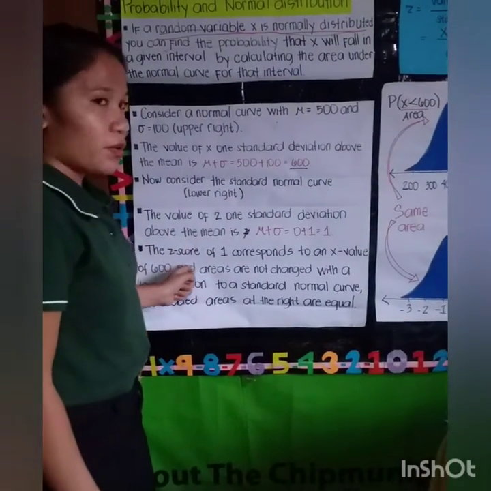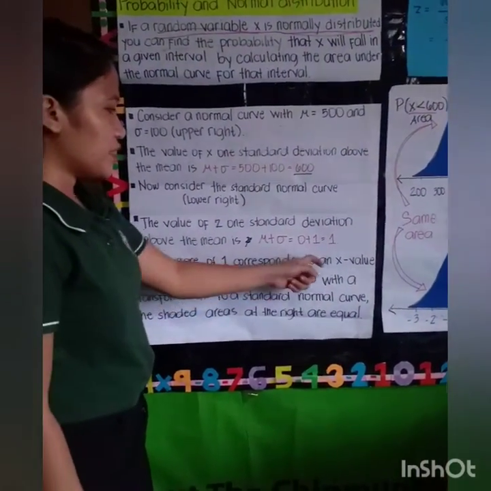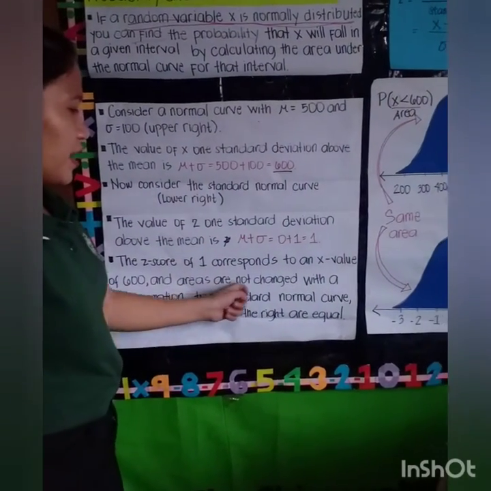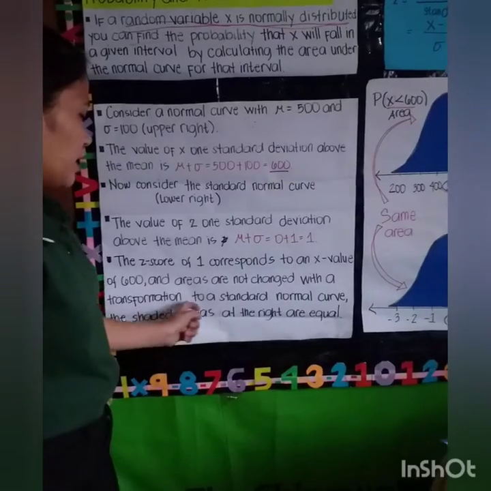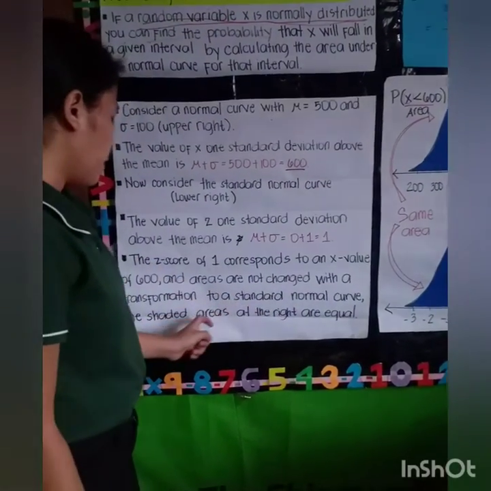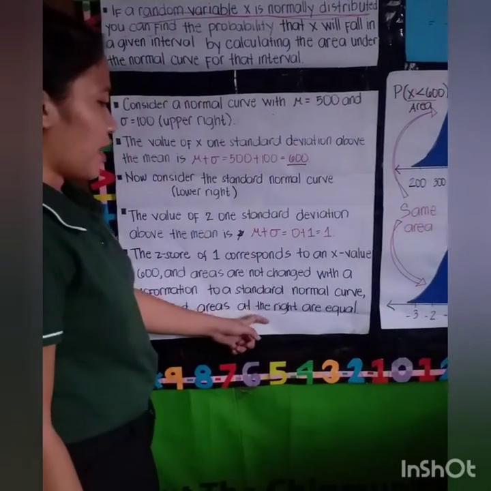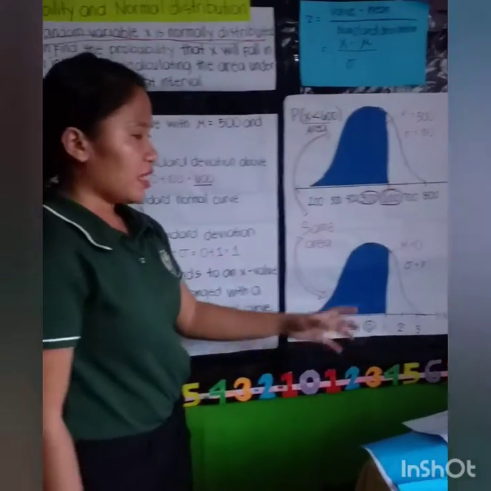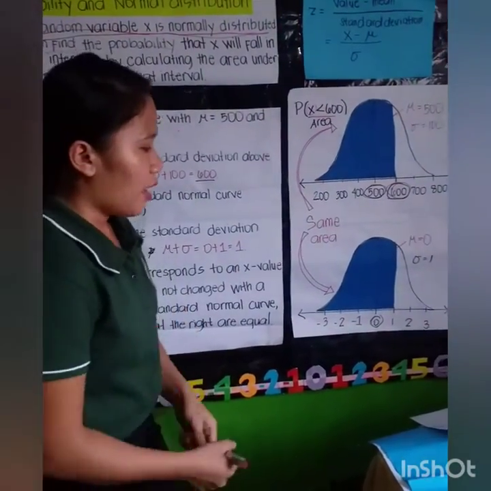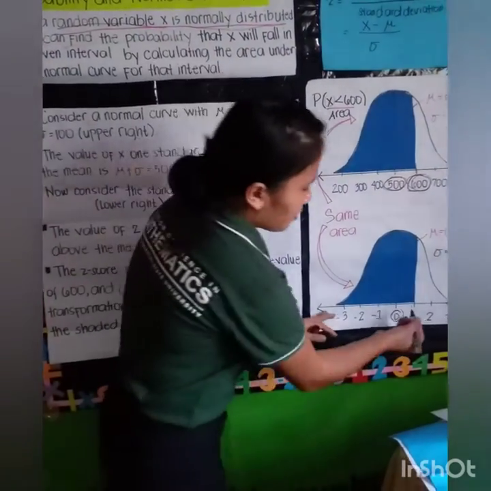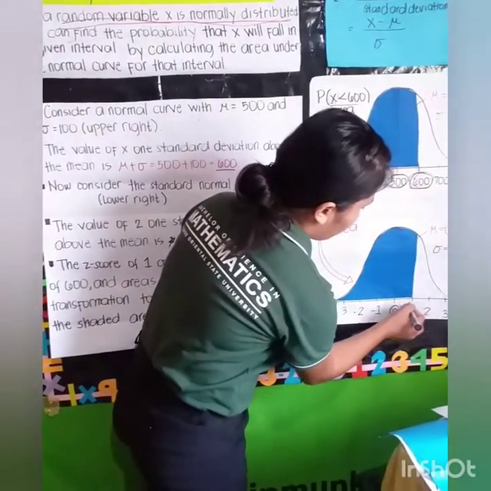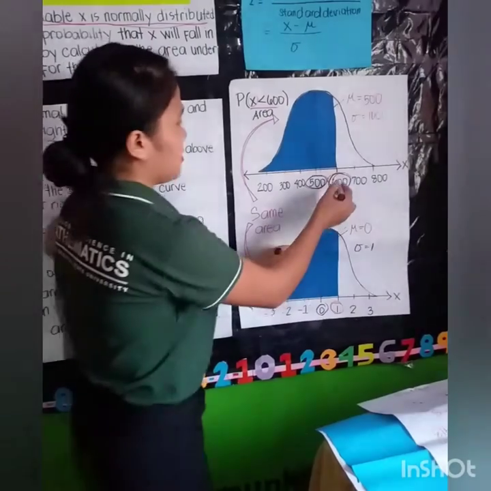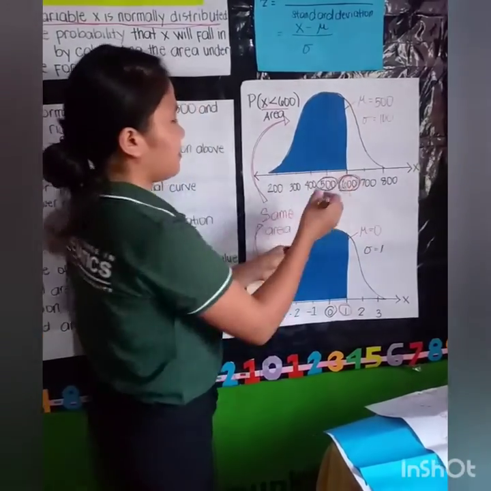So the z-score of 1 corresponds to an x value of 600, and areas are not changed with the transformation to a standard normal curve. The shaded areas at the right are equal. Here in our illustration, they have the same area. The value of 1 for our normal curve is 600.